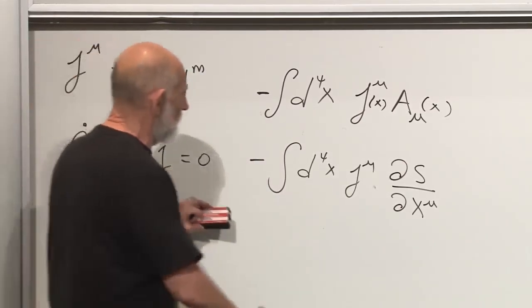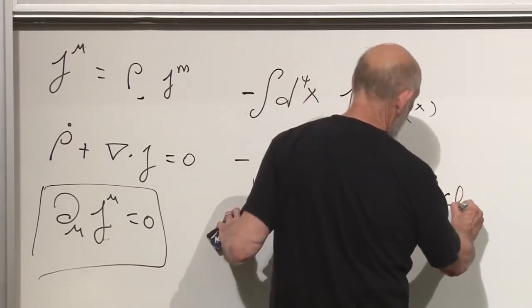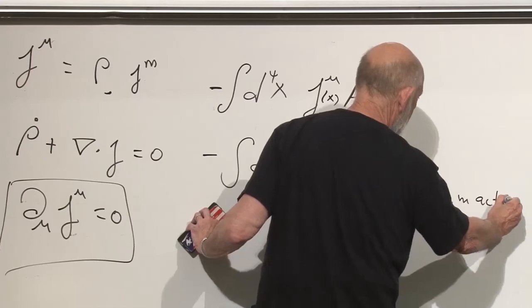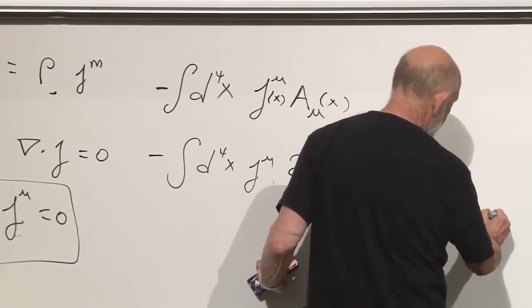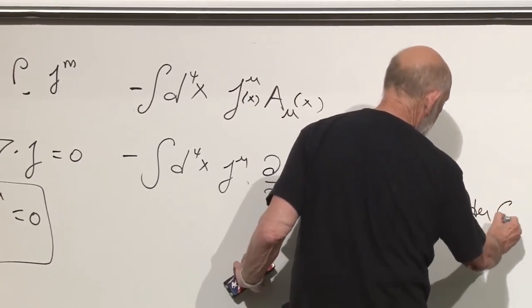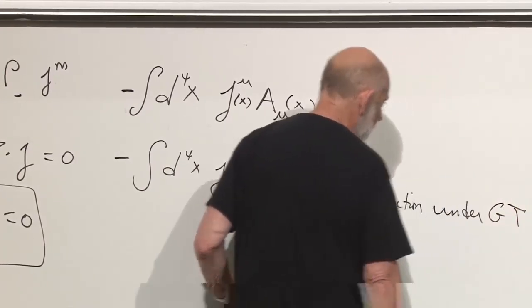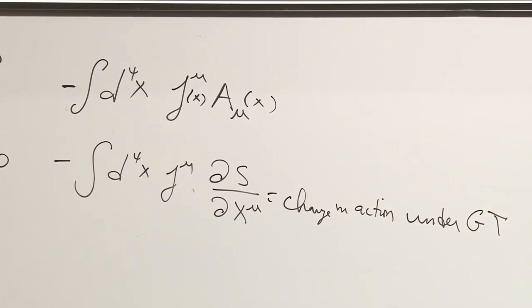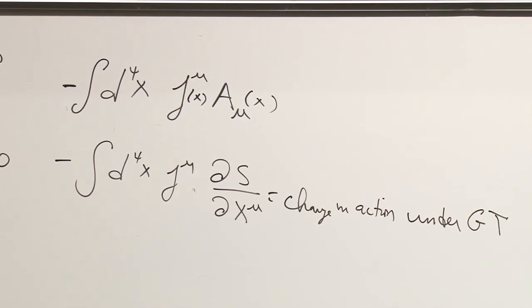All right, what is this? This is the change in action under a gauge transformation. That's the change. Doesn't look like 0, does it? If it's not 0, then the action is not gauge invariant. But it is 0. Let's check that it's 0. Let's see if we can see why it's 0.